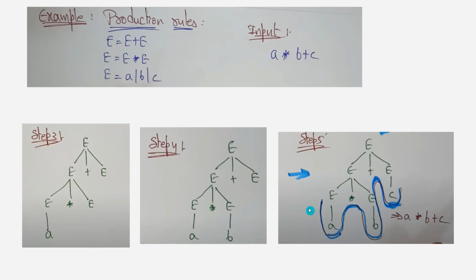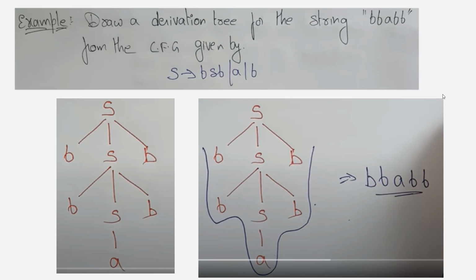As I told you, the derivation tree is read from left to right. Let me read it. If I traverse from left to right, it will be A into B plus C. This is the same string which we want to parse. So yes, we successfully created the derivation tree for A into B plus C. This is how we can form the derivation tree.